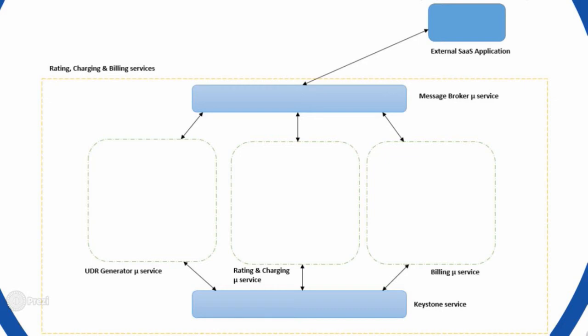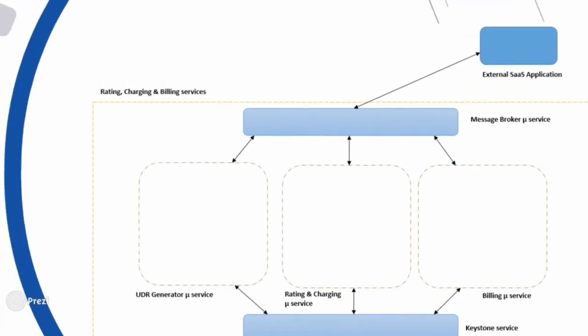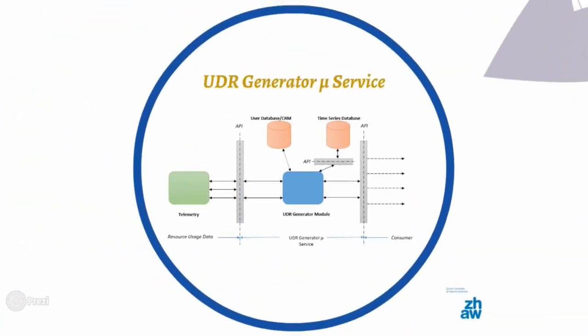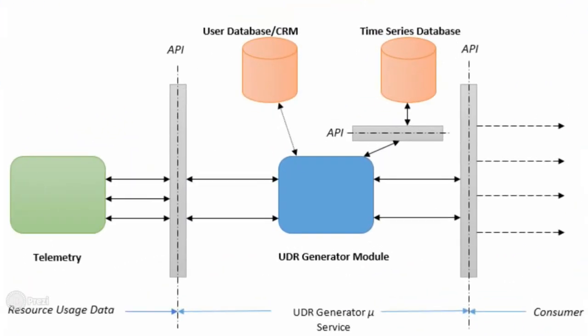So this is the overall architecture of the whole system, and now I would go deep into each one of these modules. To start off with is the UDR generator microservice. So basically what's happening over here is, on the left-hand side, we have telemetry, which is part of OpenStack. It monitors all the resources. It tracks all the resources through multiple meters for a user, in terms of user or in terms of tenant.